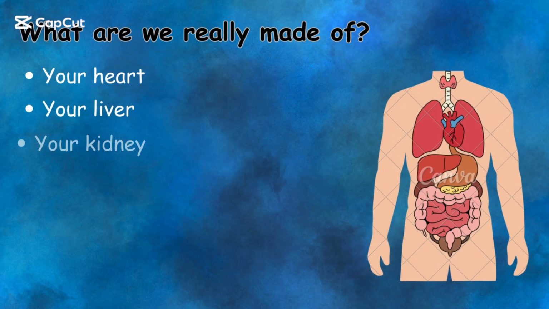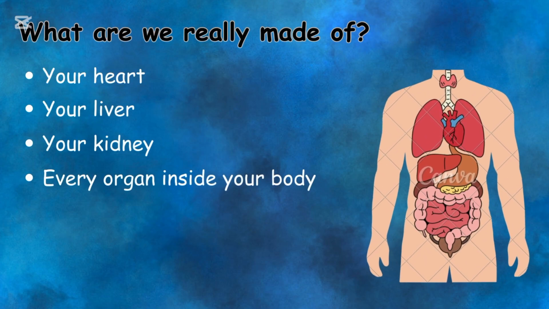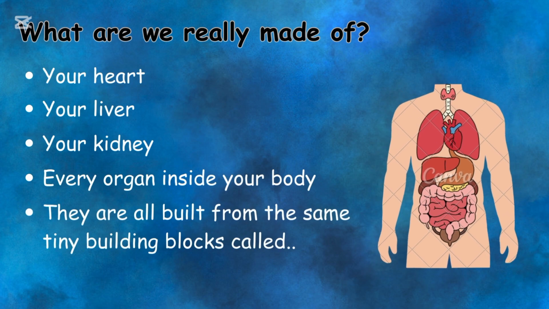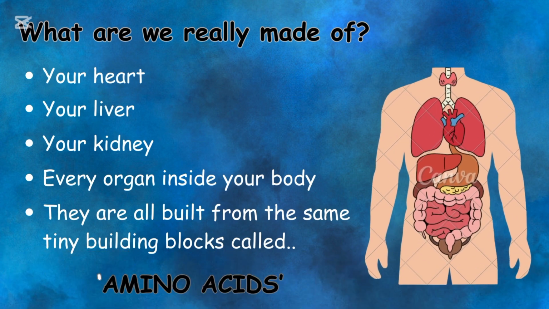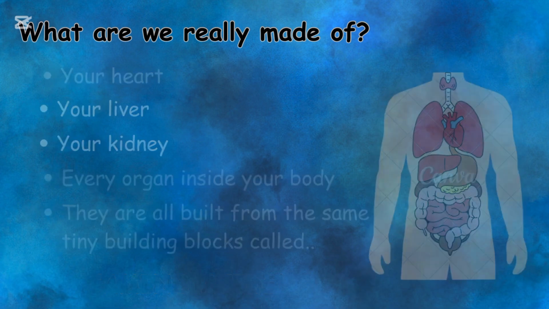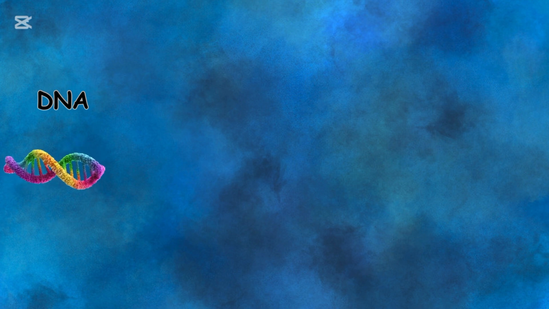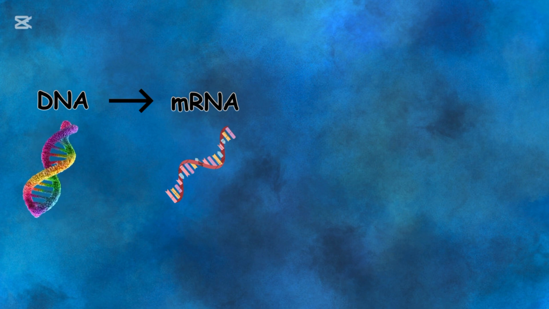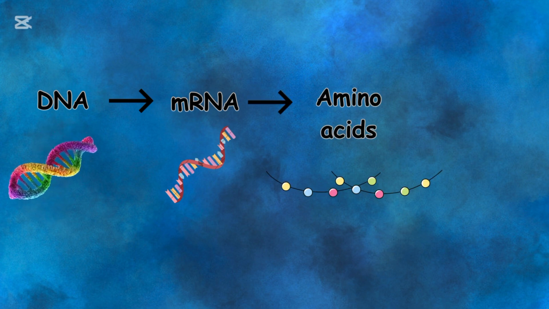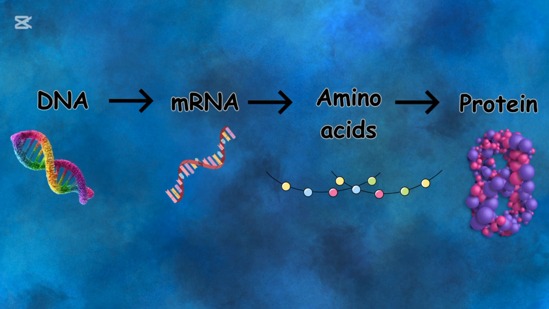Your heart, your liver, your kidney, every organ inside your body is built from the same tiny building blocks called amino acids. The genetic information stored in the DNA is copied into the messenger RNA. The messenger RNA is read in codons. Each codon specifies an amino acid, and amino acids join together to form a protein.